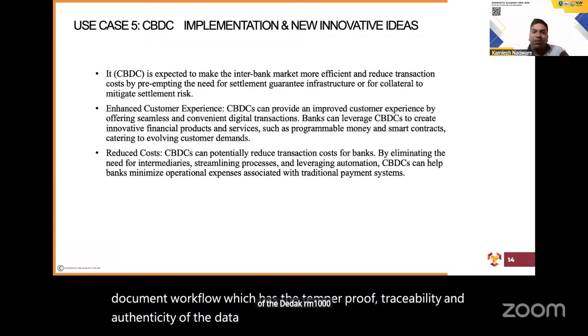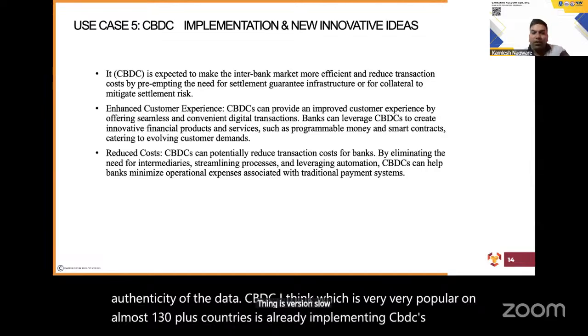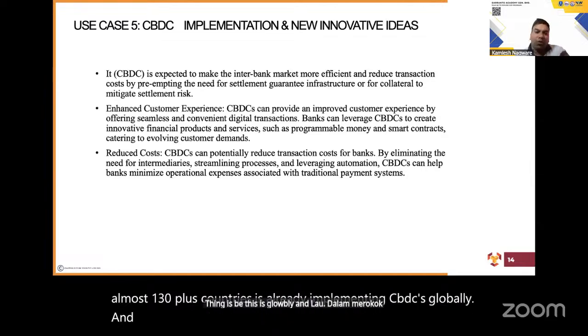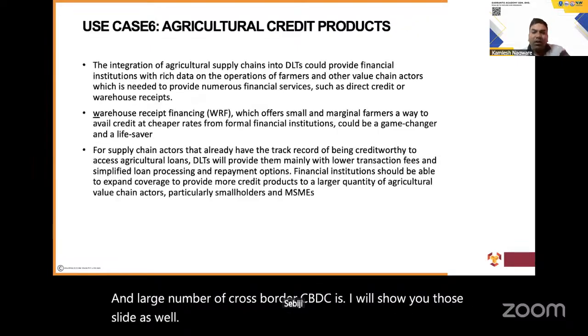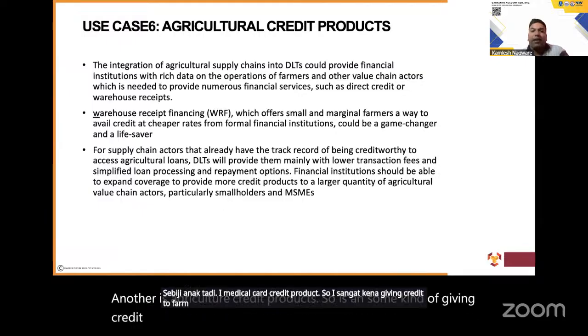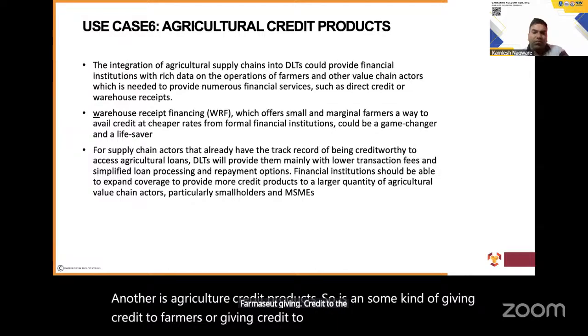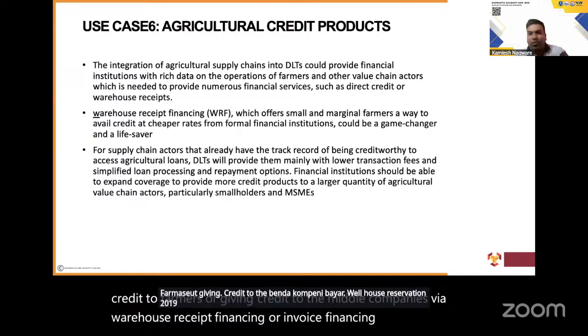CBDCs, I think, are very popular. Almost 130 plus countries are already implementing CBDCs globally, and there is a large number of cross-border CBDCs, and I will show you those slides as well. Another is agriculture credit products, which is giving credit to farmers or to middle companies via warehouse receipt financing or invoice financing, or those kinds of things.